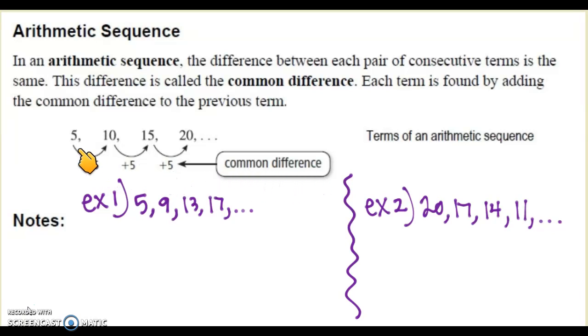That difference is 5. If I add 5 to 5, I get 10. If I add 5 to 10, I get 15. Now if I add 5 to 15, I get 20. Our goal in example 1 and example 2 is to determine what is the common difference.